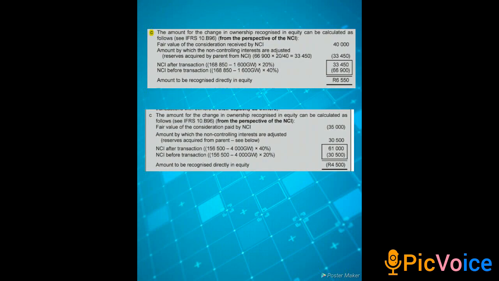So the first example happens where there is a decrease in the NCI, meaning that the parent purchased some portion of the NCI. So in this case, the parent has 60% at the beginning and the NCI had 40% interest. Now the parent purchased the 20% interest from the NCI, and the NCI then had a remaining interest of 20%.